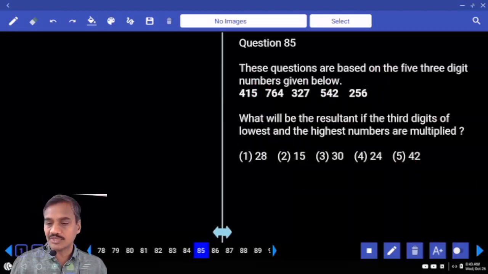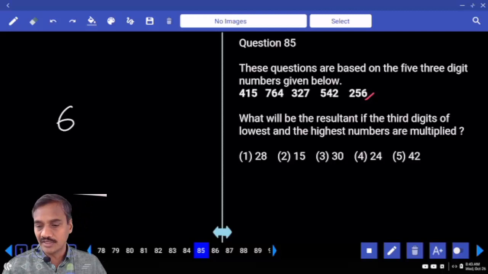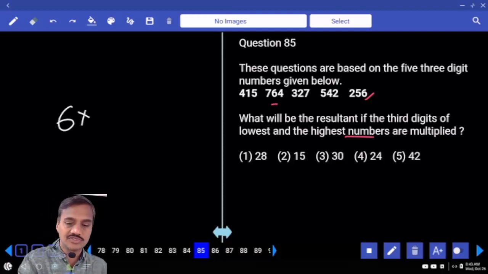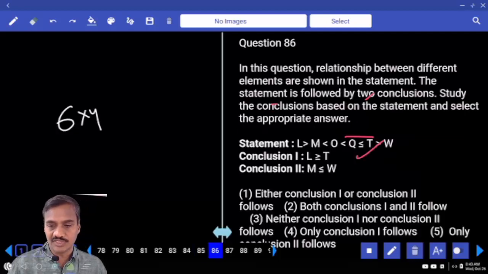Then 85, what will be the resultant of the third digit of the lowest? Now the lowest number, what is the lowest number here? 256. Third digit is 6. And the highest number, what is the highest number? 764. The third digit is 4. 6 into 4 is 24, choice 4, 85.